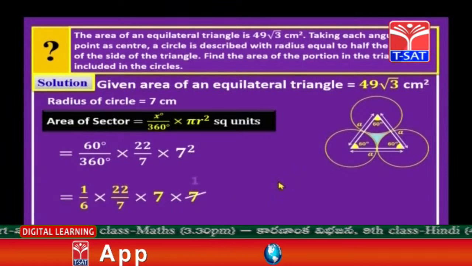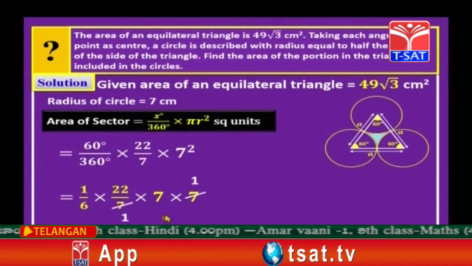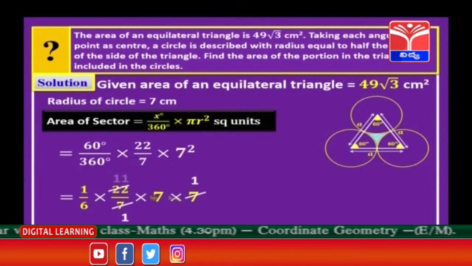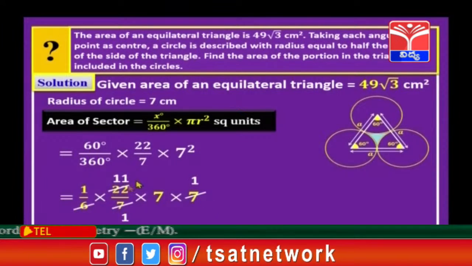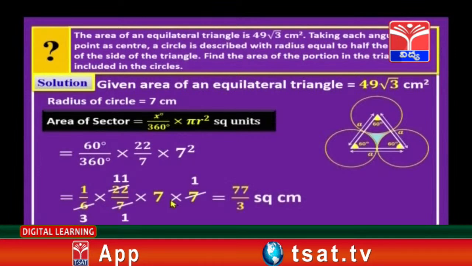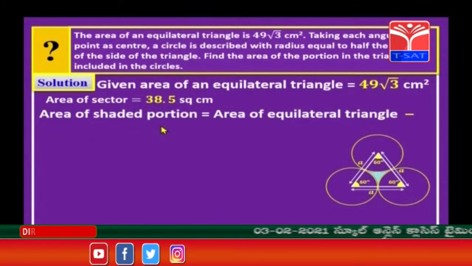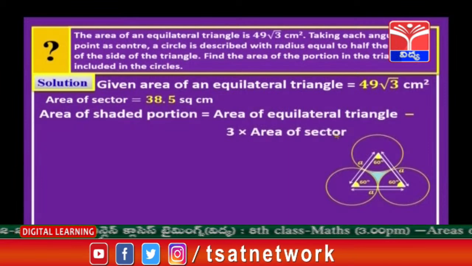Now further simplification, here 7 goes in 7 one time, again in denominator 7 goes in 7 one time. So we are left with how much children now? Yes. So again I can cancel 22 with 2, 11 times, and 6 it goes 3 times. We are left with 11 into 7, 77 by 3 square centimeters. So this is the area of one sector. So what is the area of shaded portion children? Yes, it is area of equilateral triangle minus 3 into area of sector.